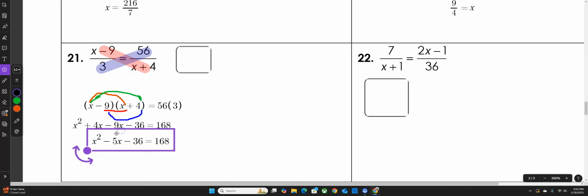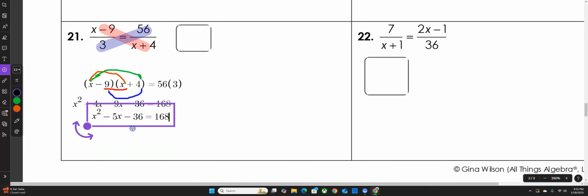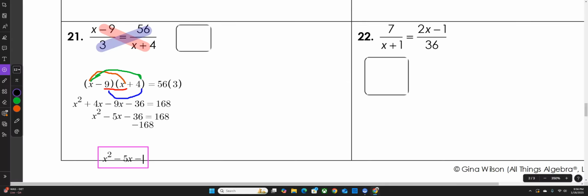Now, I like to solve these by graphing or by factoring, but the easiest way to do it is to solve by graphing. So first I'm going to subtract 168 from both sides because I need this to be equal to 0 on the right-hand side. So that is going to give me x squared minus 5x minus 204 equals 0.